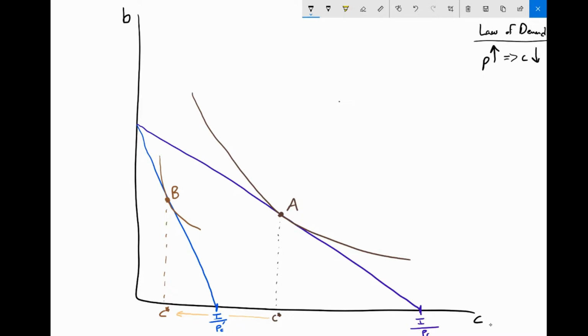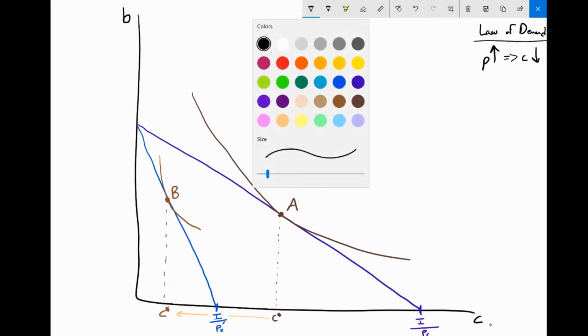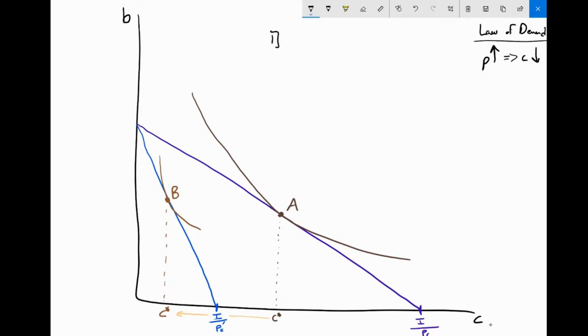Okay, but now this is going to be affected by two factors. There are two components here. There's going to be what's called an income effect, and there's a substitution effect.